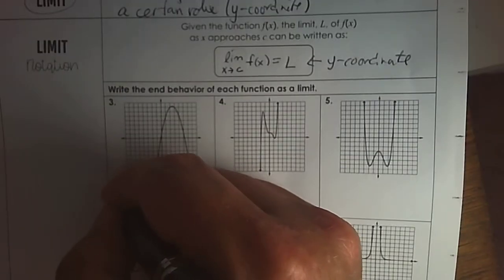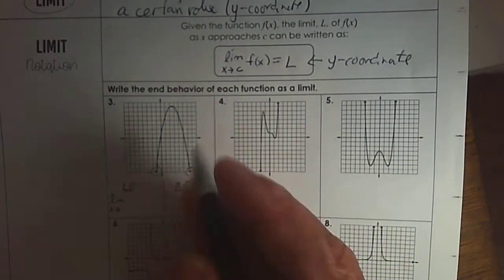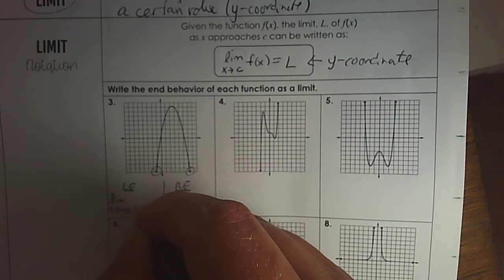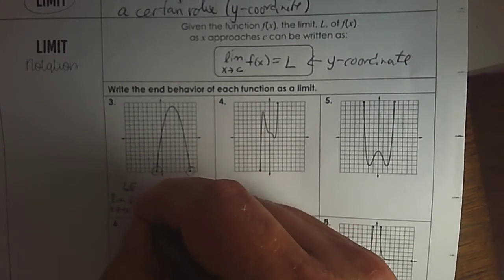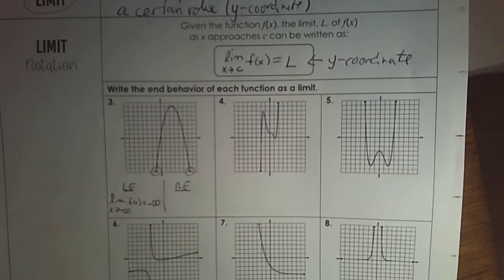We're going to write down limit as x approaches. Now, the left end is when it approaches negative infinity. We have a function, so we're just going to call it f at x. And then what's the answer? Where's the left end going? And the left end is going to negative infinity.